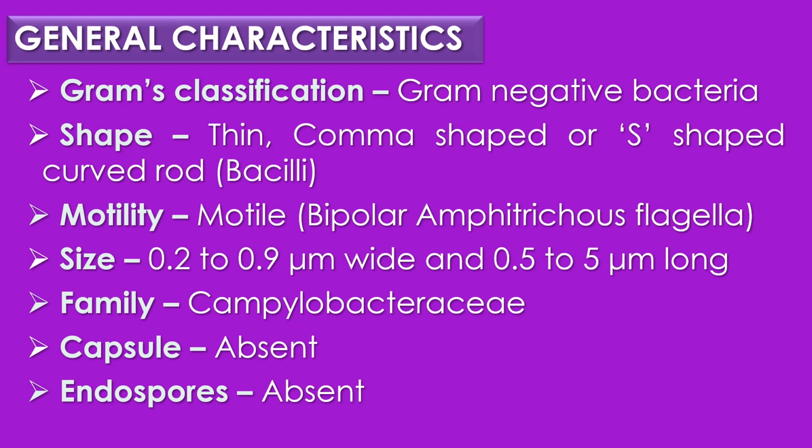First, general characteristics of Campylobacter jejuni. Campylobacter jejuni is a gram-negative, thin, comma-shaped or S-shaped curved rod, and it is motile in nature due to the presence of bipolar amphitrichous flagella. Its size ranges from 0.2 to 0.9 micrometer wide and 0.5 to 5 micrometer long. Campylobacter jejuni belongs to the family Campylobacteriaceae. Capsules absent and endospores also absent.